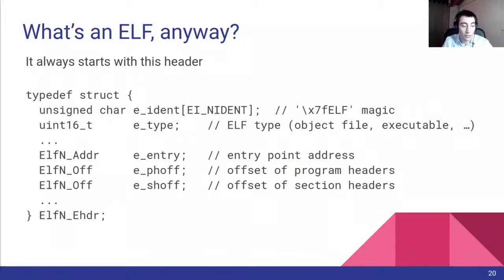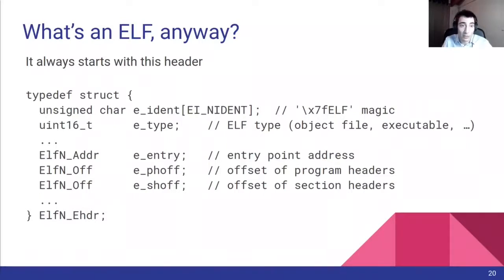ELF files always start with a header which has this format. First of all, there is some magic identifier. If you've ever hex dumped a Linux binary, you might have noticed that it will always start with hex 7f and then ELF, as in ASCII ELF. Then there is a type identifier which tells you if the ELF you're looking at is an object file or an executable file, for instance.